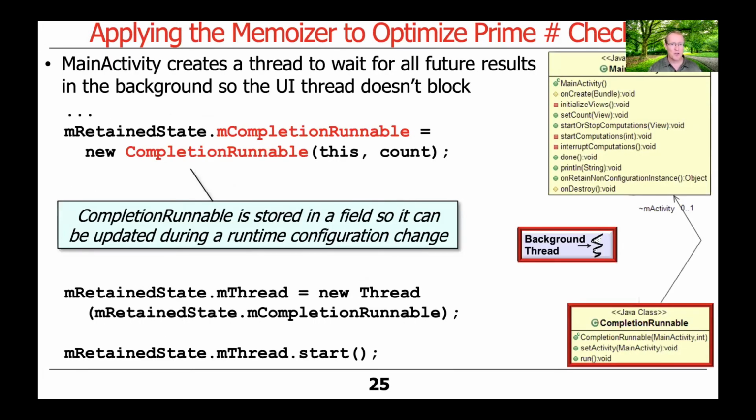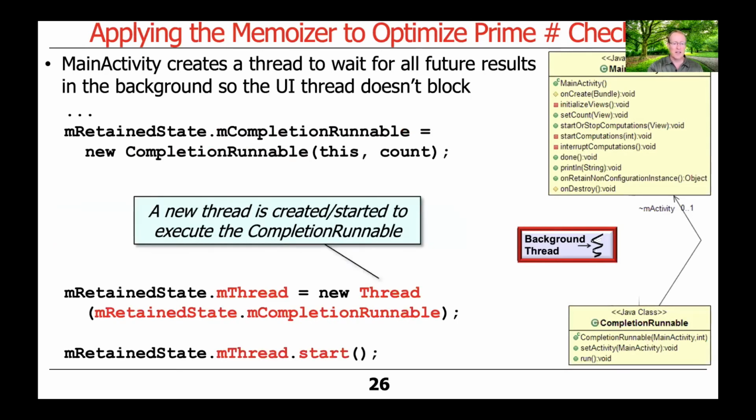Here's kind of the way we do the threading for this. We make ourselves something called a completion runnable, which is going to wait for the results that come back through the executor completion service's completion queue. And we then have a thread, and we start the thread that will run that in the background.